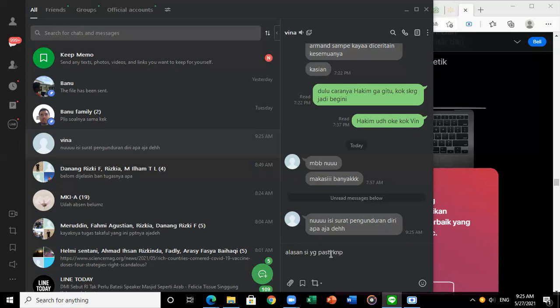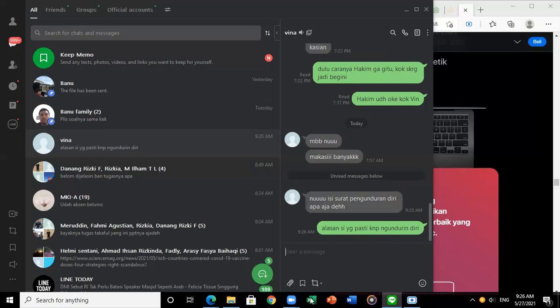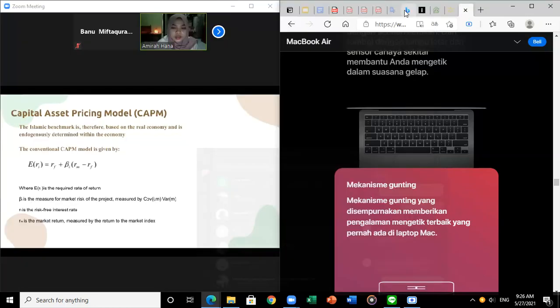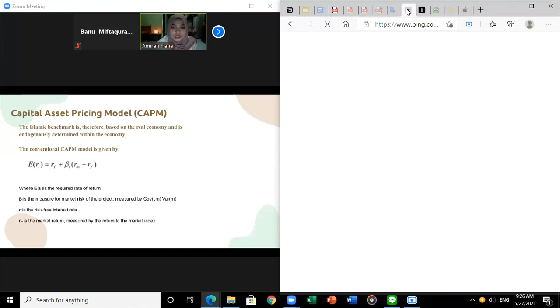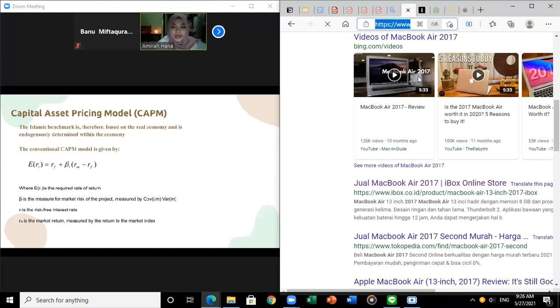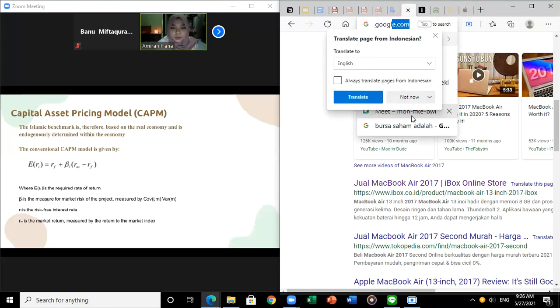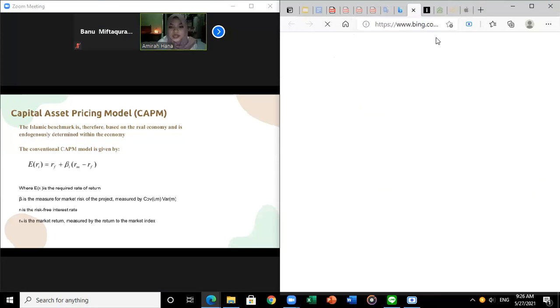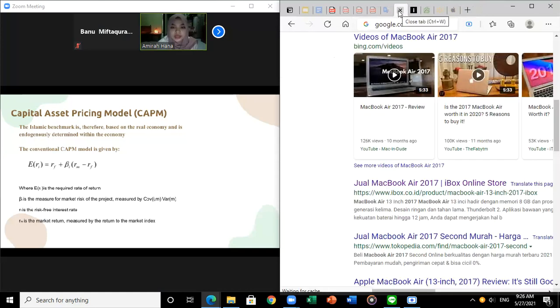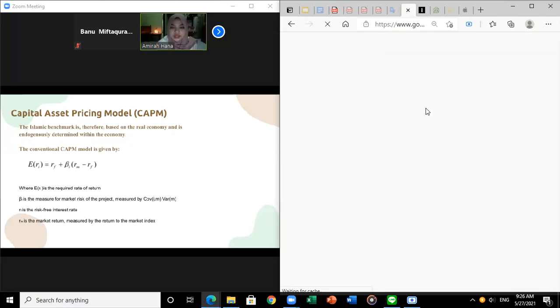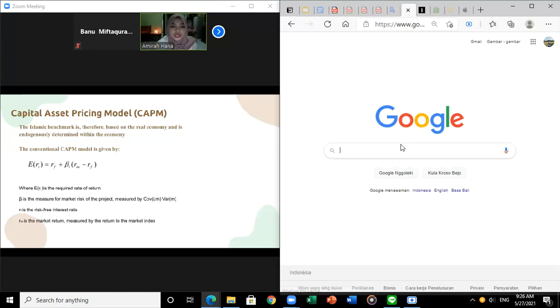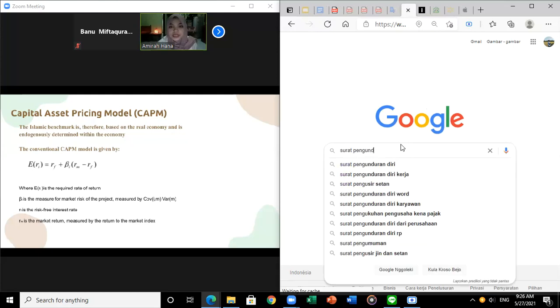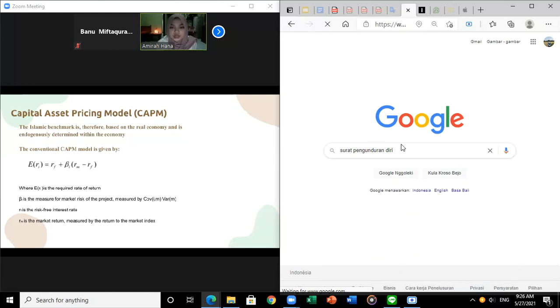As you can see in the presentation, there is the conventional CAPM model: ER equals R plus beta times RM minus RF. We know that ER is the required return, B is the beta, RF is the risk free rate, and RM is the market return. So the question that appears in the next slide: what is the CAPM model in Islamic finance?